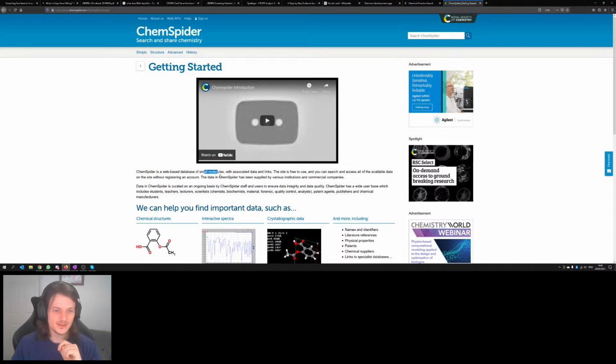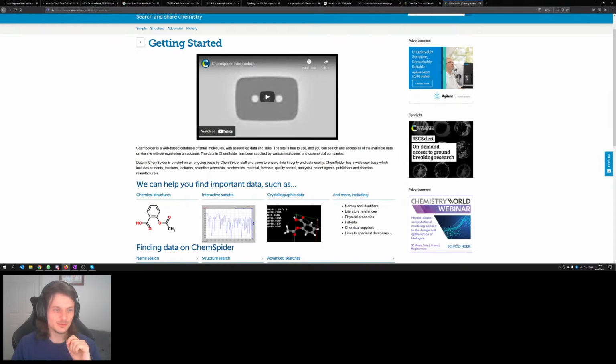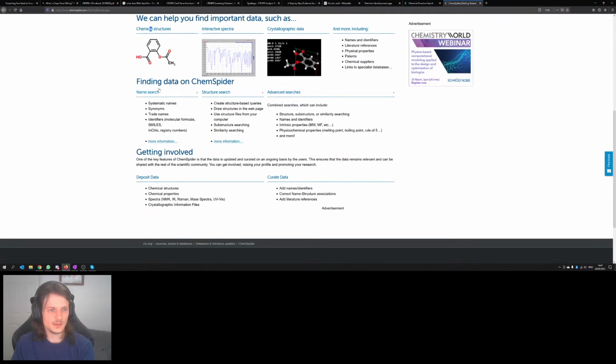ChemSpider is a web-based database of small molecules with associated data and links. The site is free to use, and you can search and access all of the available data on the site without registering an account. The data in ChemSpider has been supplied by various institutions and commercial companies. Data in ChemSpider is created on an ongoing basis by ChemSpider staff and users to ensure data integrity and data quality. ChemSpider has a wide user base which includes students, teachers, lecturers, scientists, blah blah blah. Okay, cool. We can help you find important data such as chemical structures. Find data on ChemSpider, names, search, systematic names, synonyms.